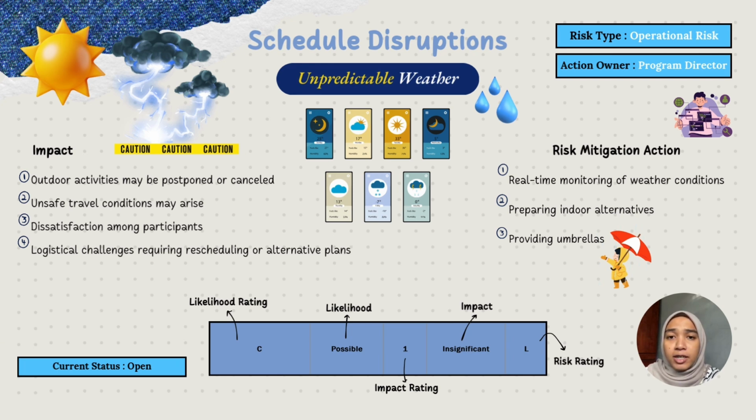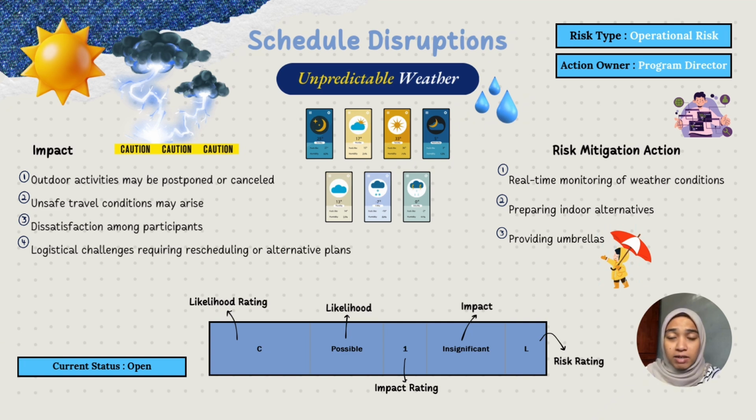The likelihood rating is labeled as C, which could happen at some point, denoting that weather-related delays in schedule may occur but are not very common. And the impact rating is 1, meaning it is insignificant. While disruptions may cause minor delays or changes, they won't significantly affect the trip's success or safety if alternative plans are in place.